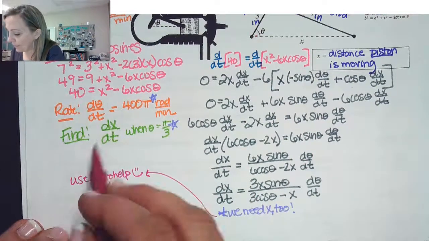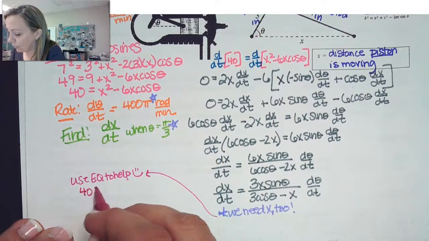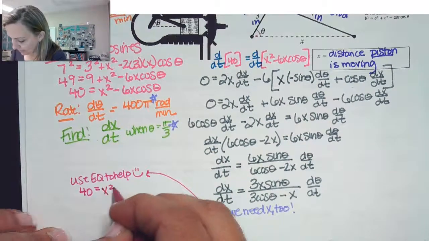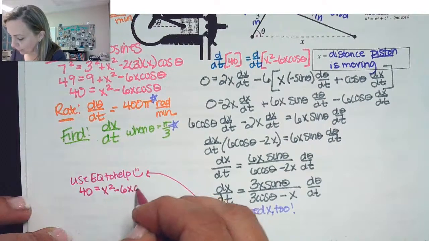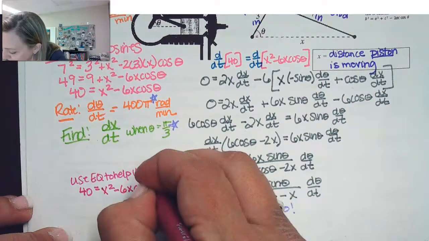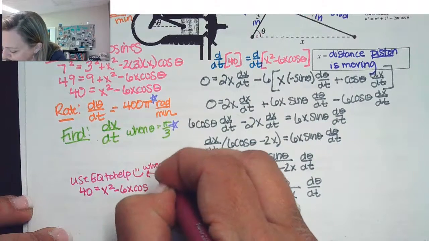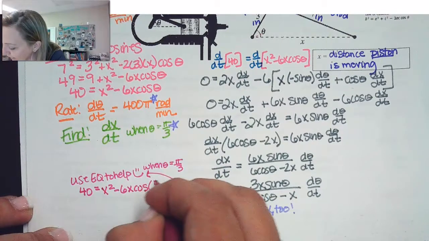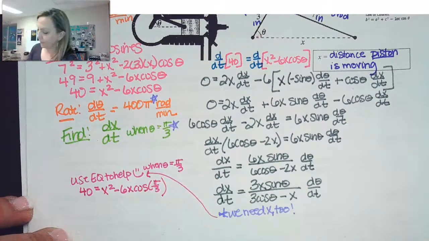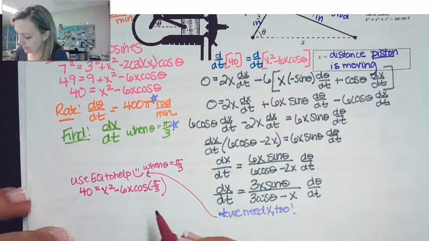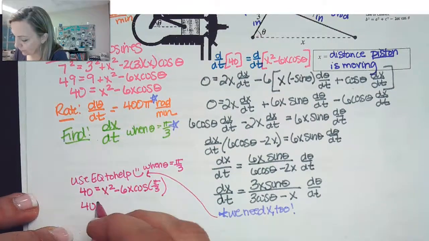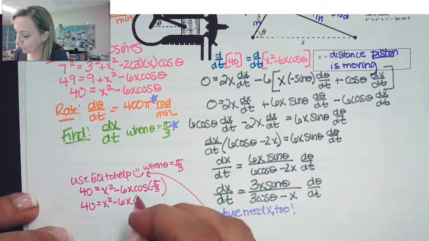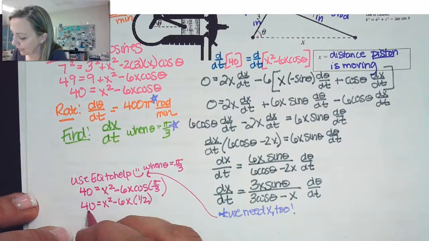And now I can put this in. So I have 40 equals x squared minus 6x cosine theta. And remember, we're doing this when theta equals pi thirds. So 6x times cosine of pi thirds. So 40 equals x squared minus 6x times cosine of pi thirds, which is 1/2. Oh, that's super nice.